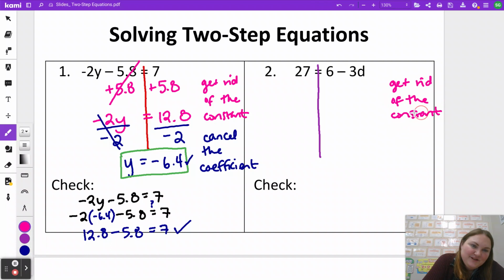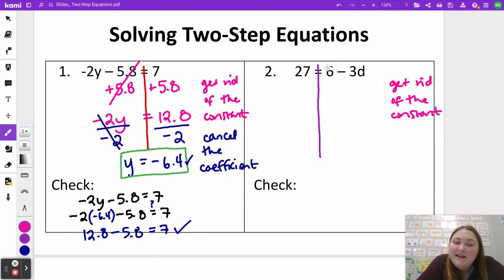Did you figure out which number is our constant? Our constant here is going to be the number 6. It's on the side with the variable, but it's not the number next to the variable. That would be the number 3, right? 6 is that number that we're adding or subtracting. I need to start by getting rid of 6.